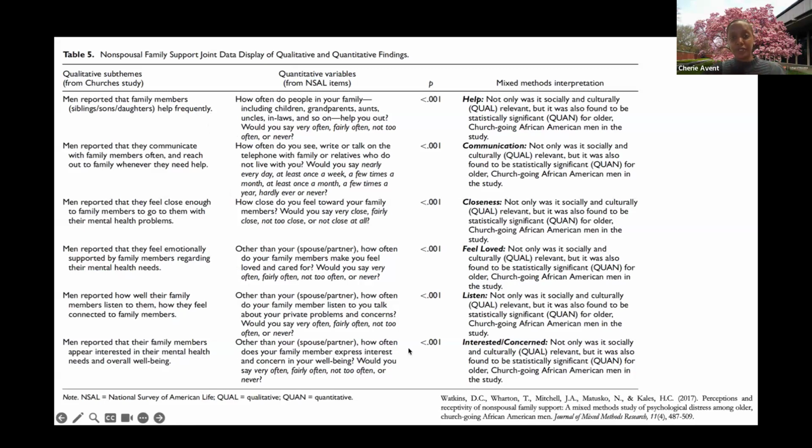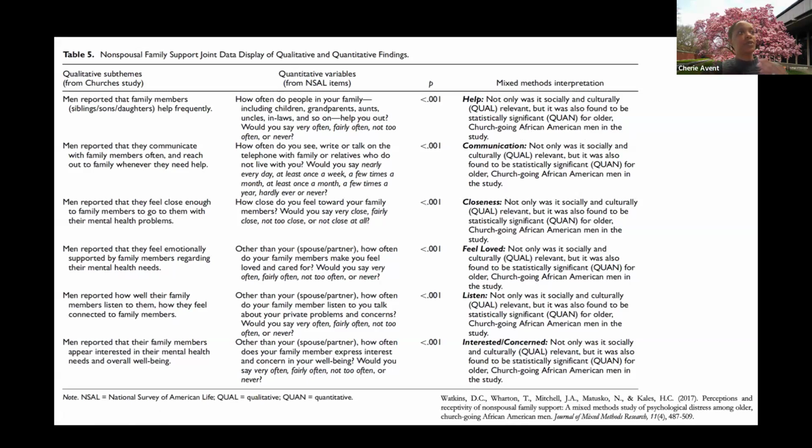After they actually completed their study, we see their p-values here. And then what was their mixed methods interpretation? One of the things I really like about this joint display is that they are not only providing the interpretation, but also how their interpretation was drawn from the connection between the qualitative and quantitative results. As it relates to help, they found that it is not only socially and culturally relevant, which came out in their qualitative results, but also statistically significant for older church-going African American men in the study, to seek help and to talk about how often they get help from family members.